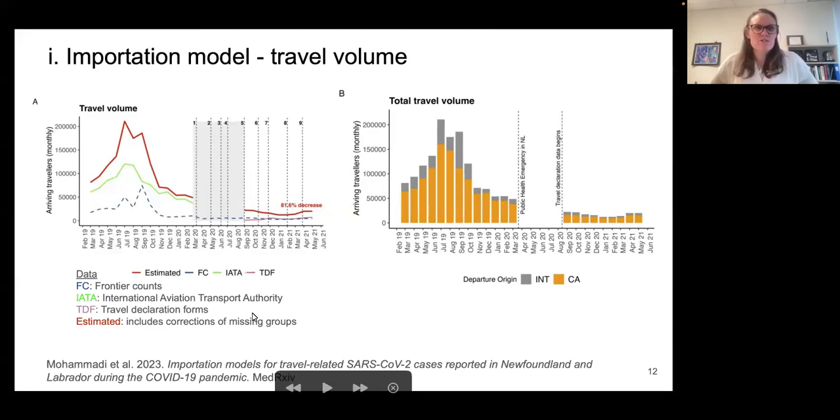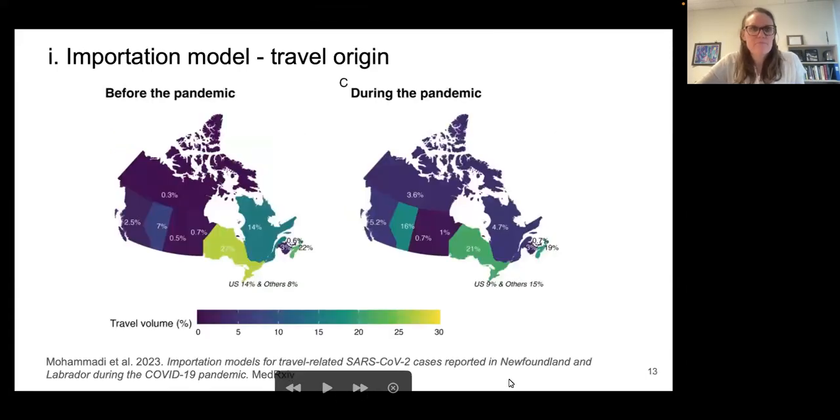And so overall, this shows a decrease in travel volume by 81.6%. And on the right, we break that down into Canadian origin or international origin, because that is important for validating with the data. Not only do we see a decrease in travel volume during the pandemic, but we also see a shift in the composition of province of origin during the pandemic.